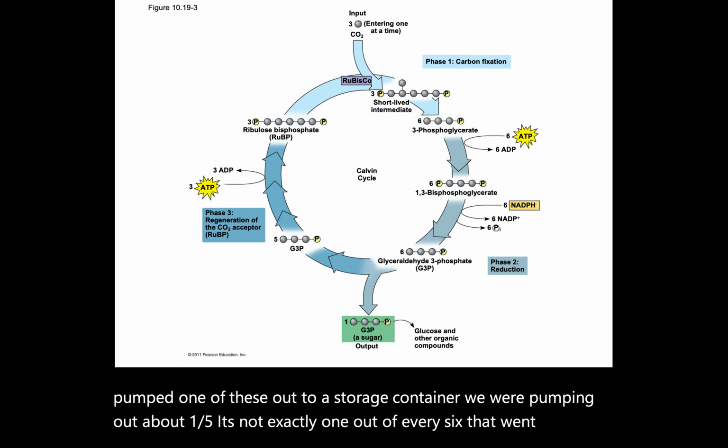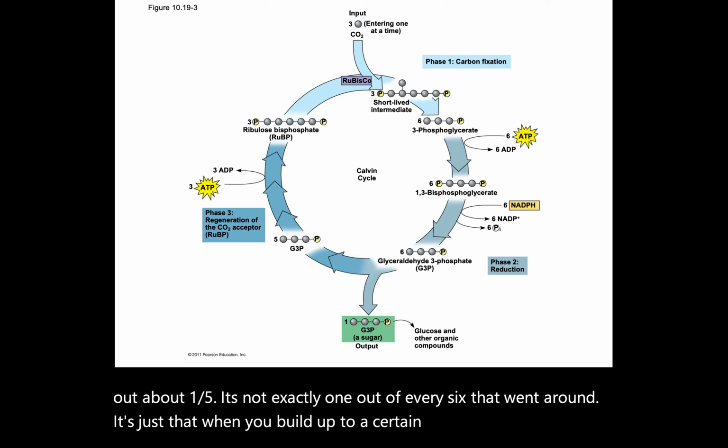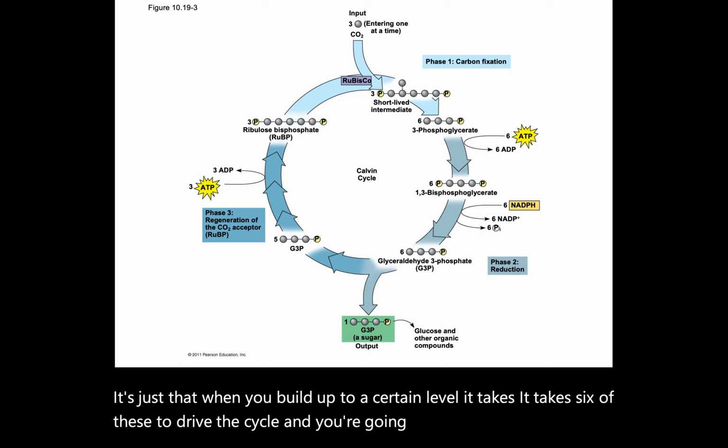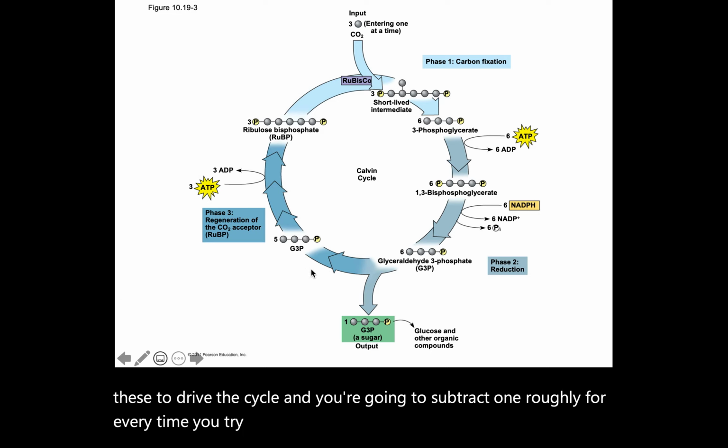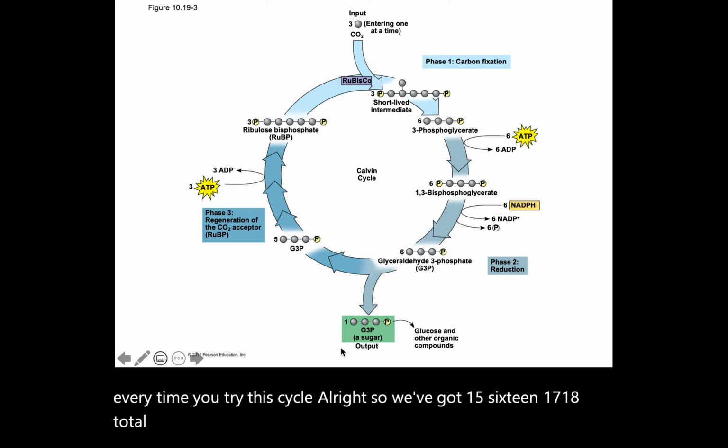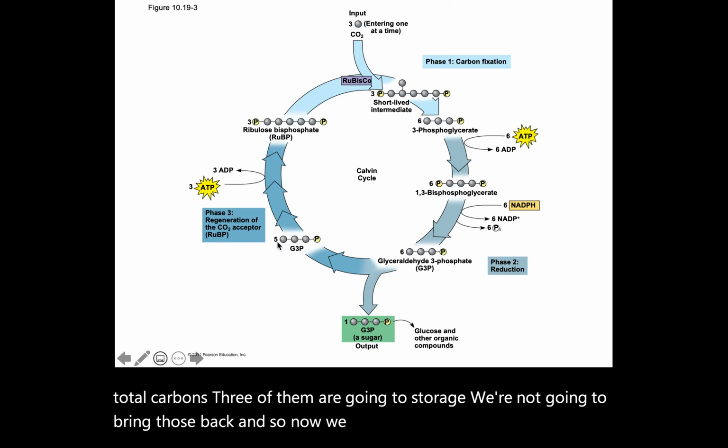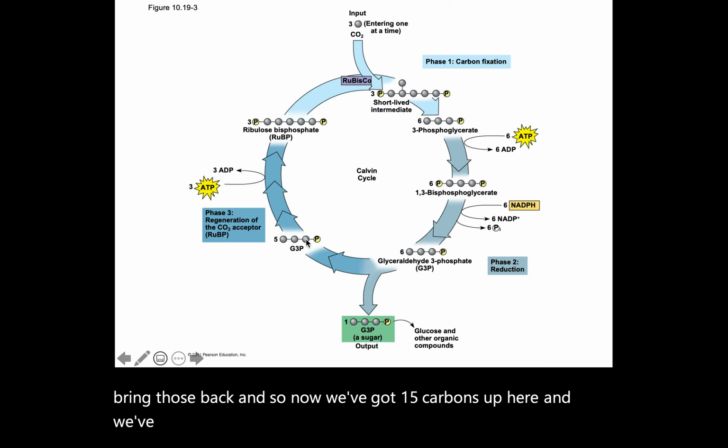It's not exactly 1 out of every 6 that went around. It's just that when you build up to a certain level, it takes 6 of these to drive the cycle, and you're going to subtract 1 roughly for every time you drive the cycle. All right, so we've got 15, 16, 17, 18 total carbons. 3 of them are going to storage. We're not going to bring those back. And so now we've got 15 carbons up here, and we've got 5 3-carbon sugars.